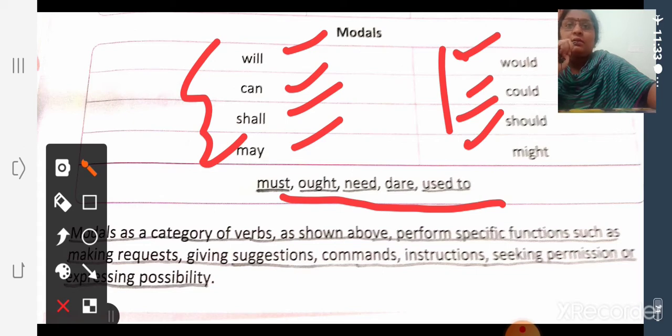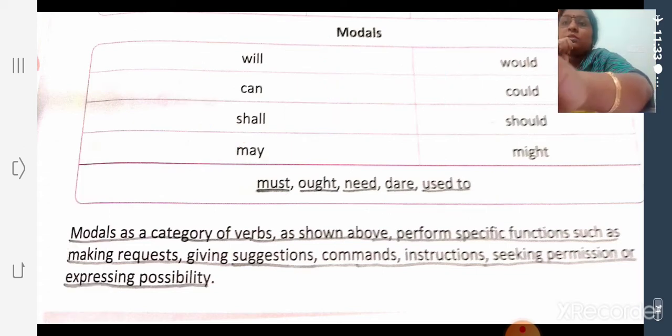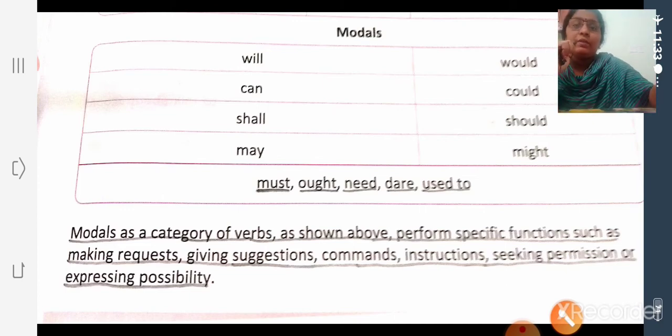Okay, so now we are going to study auxiliary verbs. Auxiliary verbs are called helping verbs, and they come just before the main verb and help the main verb in a sentence. Then what different forms of auxiliary verbs do we have?